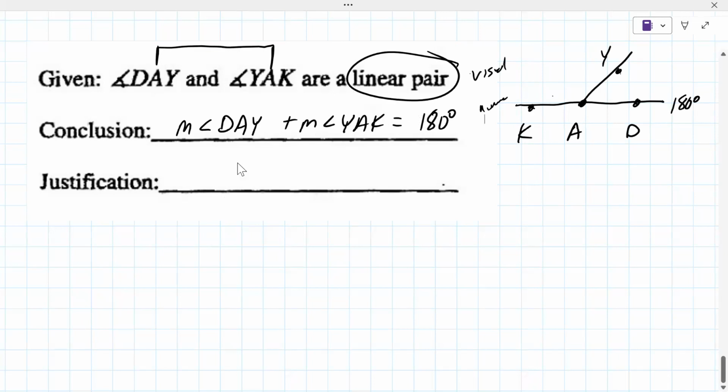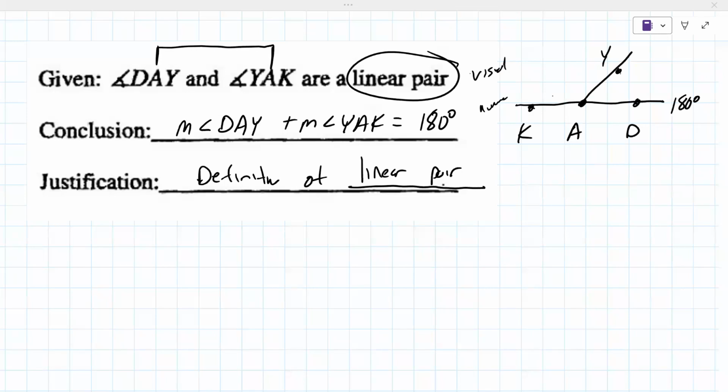All right. Now the justification, this is the hardest part for most students. You typically always start out with "it's the definition of," and then you fill in the blank. And the fill in the blank comes from whatever it is that you're talking about. In this case, it's a linear pair.